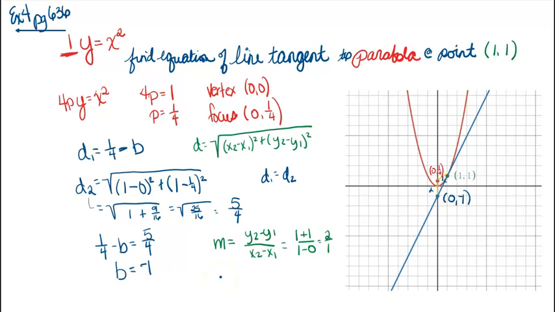So now that I have my slope and my y-intercept, I can write the equation of the line. y equals mx plus b. So y equals, the m is 2, x plus b, which is negative 1, so it's minus 1. So here is the equation of the line tangent to the parabola y equals x squared at the point 1, 1. That's how you solve it.